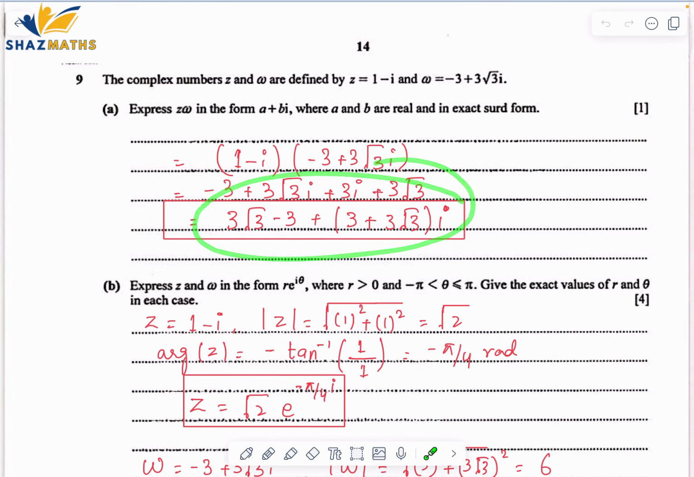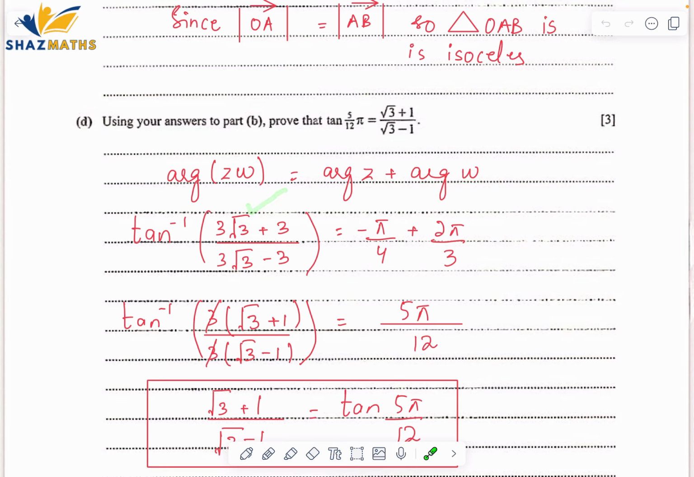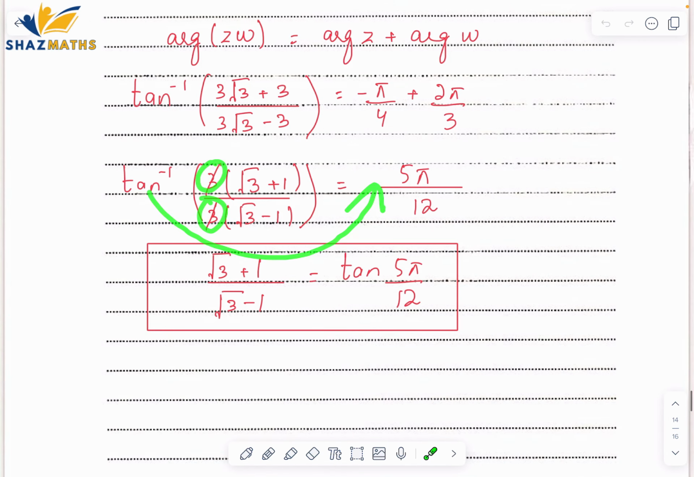So if we take its argument, it would be tan inverse of (3√3 + 3)/(3√3 − 3). We'll take 3 as common and we'll simplify. We can take the tan to the other side and the answer will be proved, which is coming out to be (√3 + 1)/(√3 − 1) equals tan of 5 pi by 12.